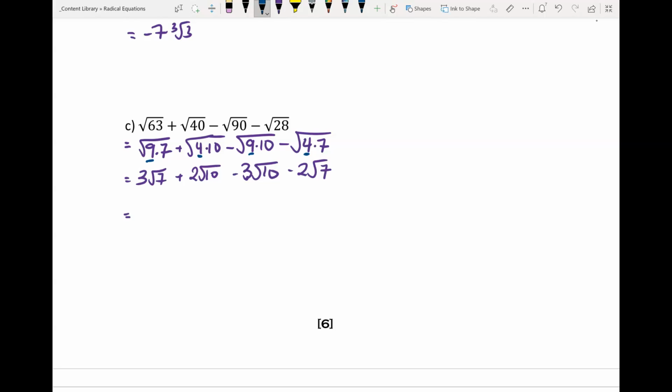So the ones that I can collect my like terms with are 3 root 7 and negative 2 root 7. That's just going to be root 7, because that's 3 minus 2 for the front. And then lastly, we have 2 root 10 minus 3 root 10. That's going to be negative 1, or negative root 10.